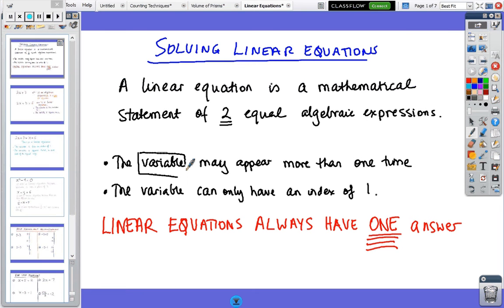The variable is the letter of the alphabet representing a number, and it may appear more than one time. And the variable can only have an index of 1. Again, we'll have a look at some examples on the next page. The other thing you have to know is linear equations have one answer. You can't have two answers. So let's have a look and see what this means. Copy that down and then come across when you're ready.